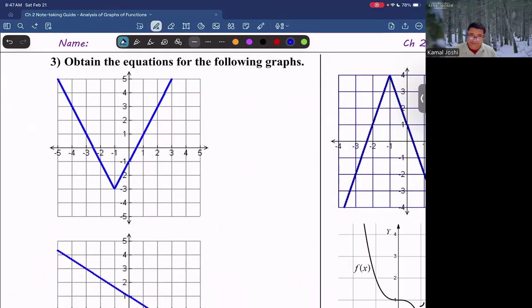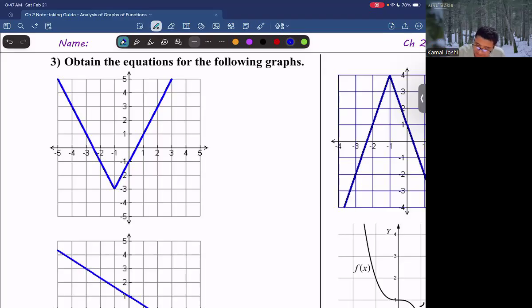We have done this kind of writing the equation from the graph before, but in this exercise we are combining the operations. Sometimes it might only be a shift or only a stretch, but sometimes it will be both. It has been shifted as well as stretched, or sometimes even reflected. So let us practice that.